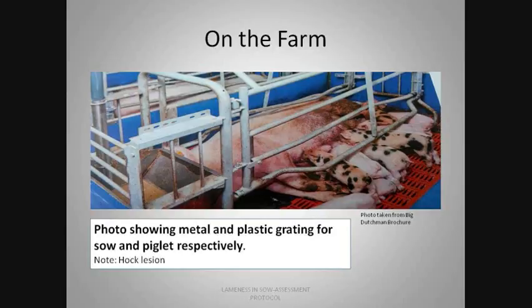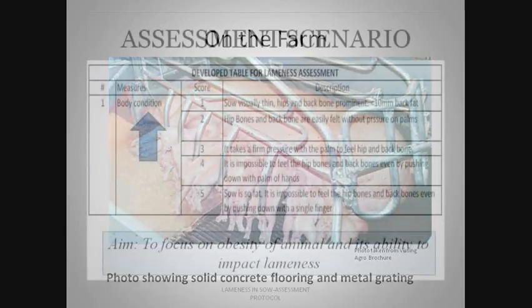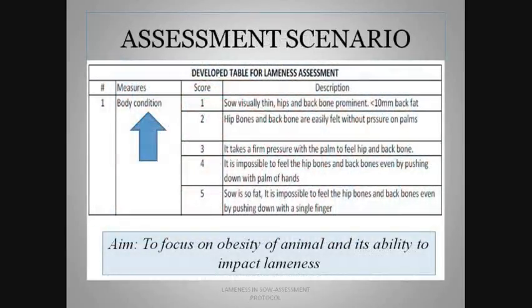In this picture, we show metal and plastic grating for the sow and the piglet within the confined sow crate. The next photo shows solid concrete flooring together with metal grating. In the next section, we will look at extracts from the developed table for lameness assessment and compare photographs which were taken on site so that we can create a score for the assessment protocol.